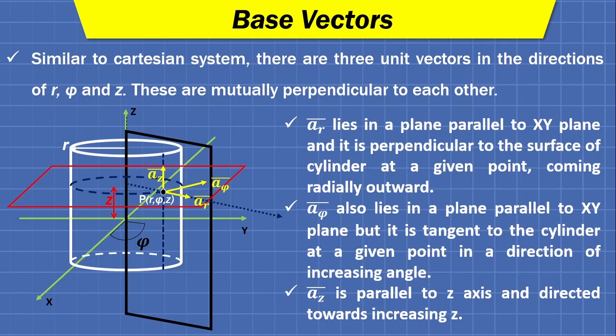And a_z bar is parallel to the z axis and directed towards increasing z. Fine. If it is below the xy plane, then its direction would be minus a_z bar. But in this case it is above the xy plane, that is why we have taken the positive direction of the z axis. Fine. So in short, the cylindrical coordinate system has three base vectors, a_r bar, a_phi bar and a_z bar, and these three unit vectors are mutually perpendicular, hence they are called the base vectors of the system.